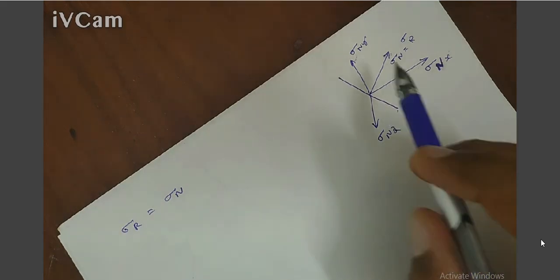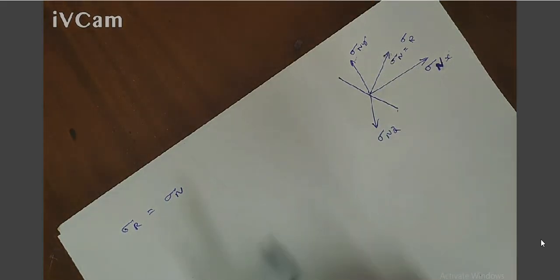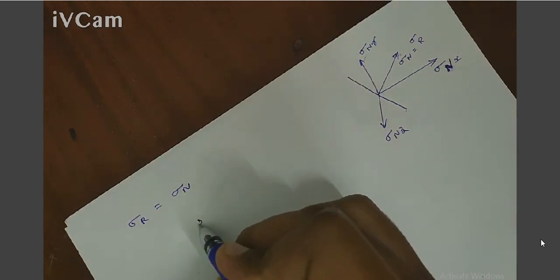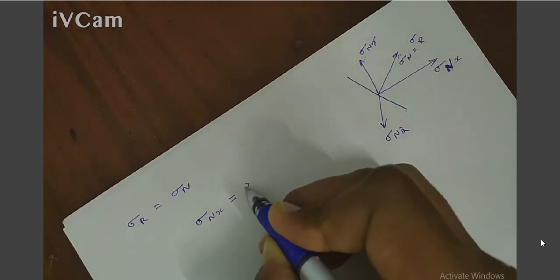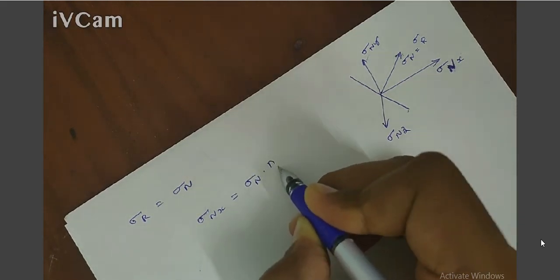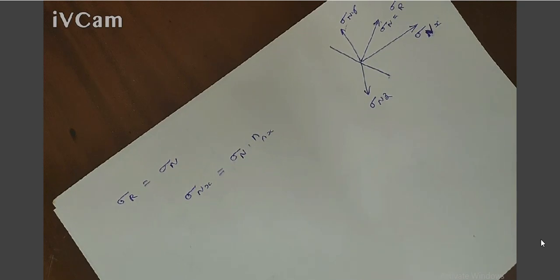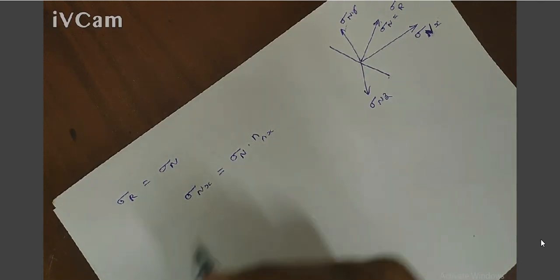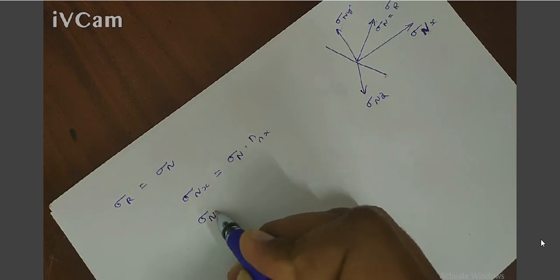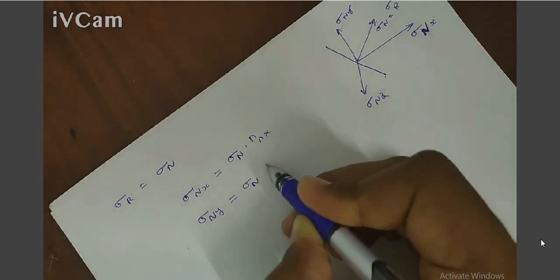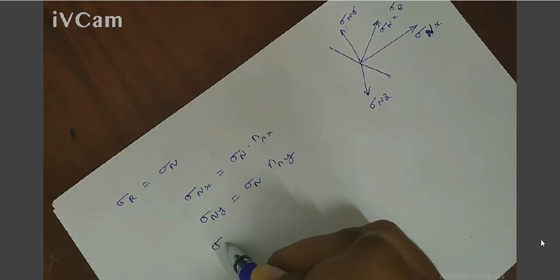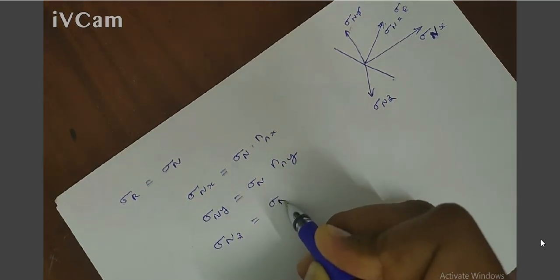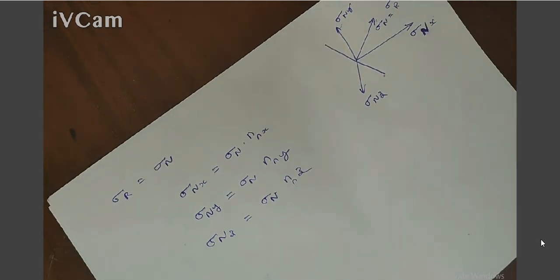And we can express this sigma nx, sigma ny, and sigma nz in terms of direction cosines. So sigma nx is equal to sigma n into nx, where nx is the direction cosine of the principal plane. We already discussed all these things in the last lectures. Sigma ny is equal to sigma n into ny, and sigma nz is equal to sigma n into nz.